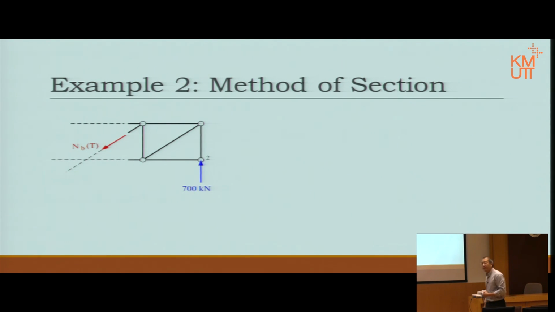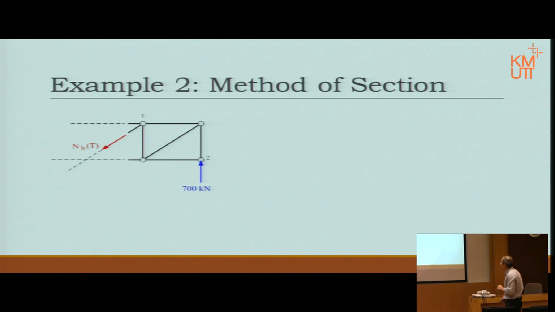NB. Oh, sorry, NB is not for the moment though. NB is easier to look at because NA and NC are horizontal. In this case, NB is at an inclined angle. Now, there is only one other force that is actually vertical, which is the reaction. So if the reaction goes up 700, there is only one axial force that can resist that force, which is NB. Therefore, NB has to go down. If NB goes down that way, then NB is a tension.